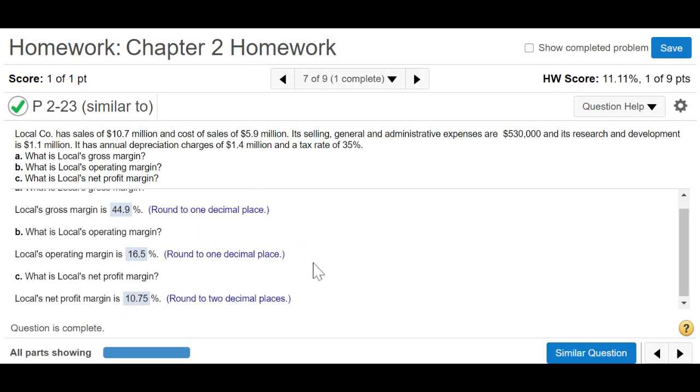Sorry, Professor. Net profit margin. Can you explain again, please? Sure. Net profit margin is sales minus cost of sales, right? Yes. And then you subtract all of these. The answer that you get, you multiply it by 0.65, which is 1 minus 0.35. Then you divide it by 10.7 to get this number right here.